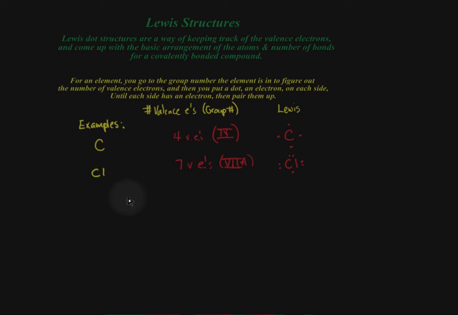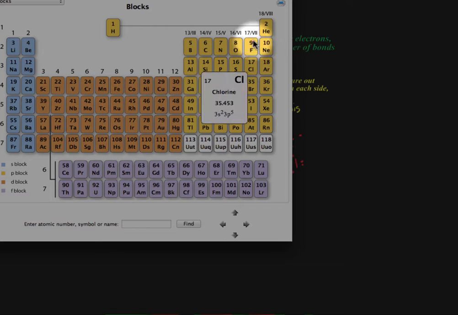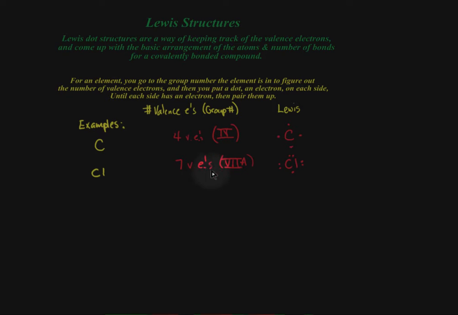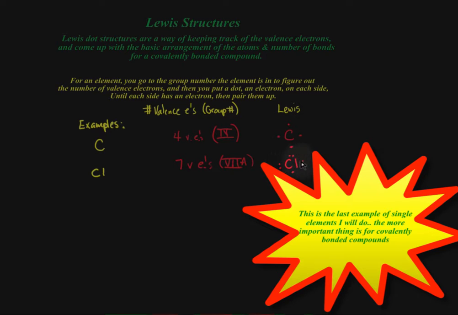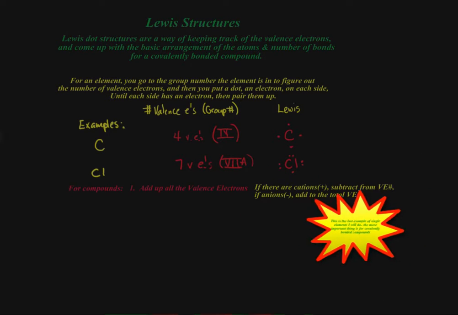So chlorine, that's in group 7. If you were to go to your periodic table, chlorine's right here, group 7. So it's got seven valence electrons. If you were to put one on each side, then start pairing up, this is what you'd end up with. Not too bad. I probably won't do any example videos on that. What's more interesting is the compounds.